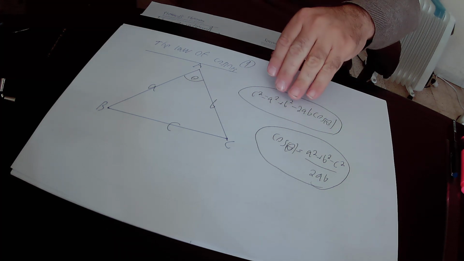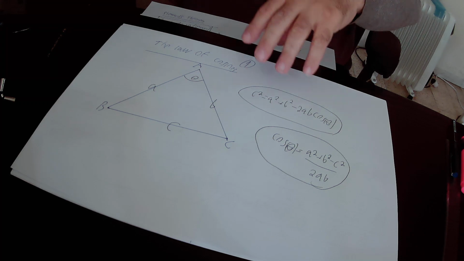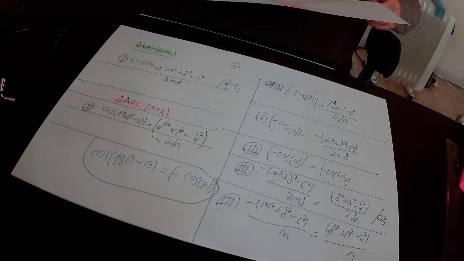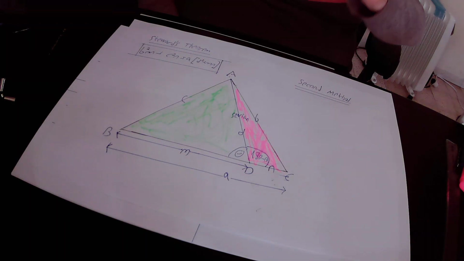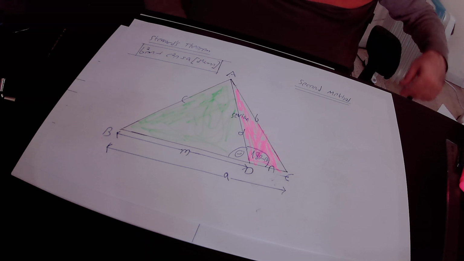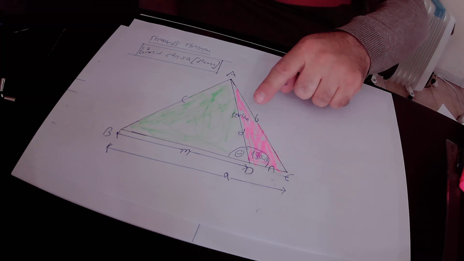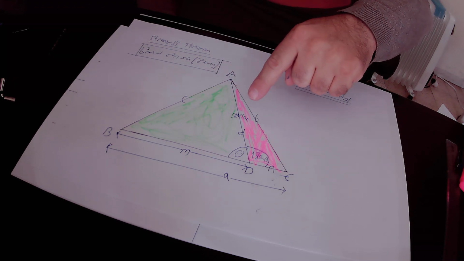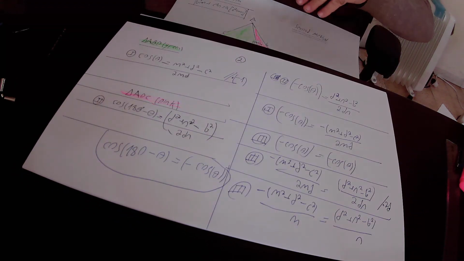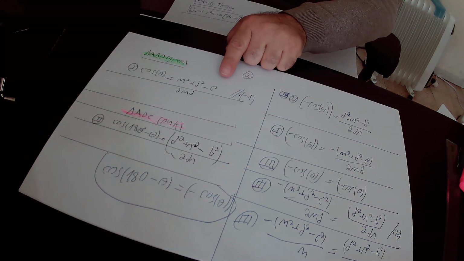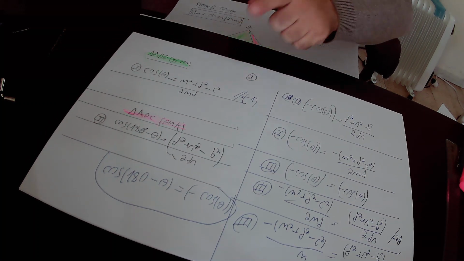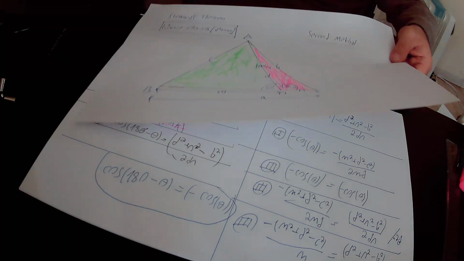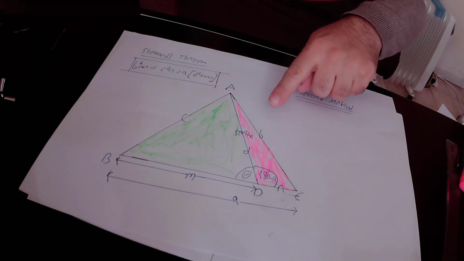In the next step, we implemented this law in the green triangle. So in the green triangle, triangle ABD, according to the law of cosines, we get that cosine theta equals d squared plus m squared minus c squared over 2 times dm. Repeat again: cosine theta equals m squared plus d squared minus c squared over 2 times dm or md. Okay, then we implemented the law of cosines in the pink triangle, triangle ADC.